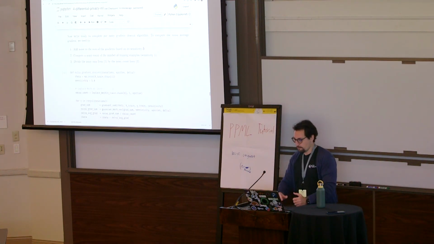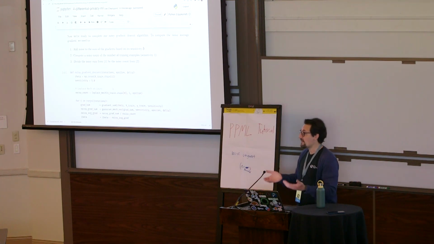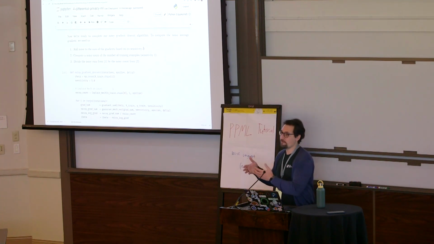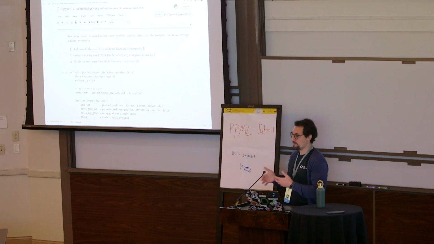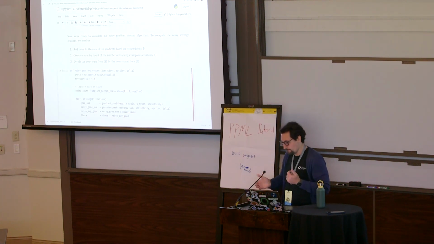What about the counting part? Well, the counting part is easy because it's a counting query. We don't have to use approximate differential privacy at all. We can use the Laplacian mechanism directly because it's a counting query.